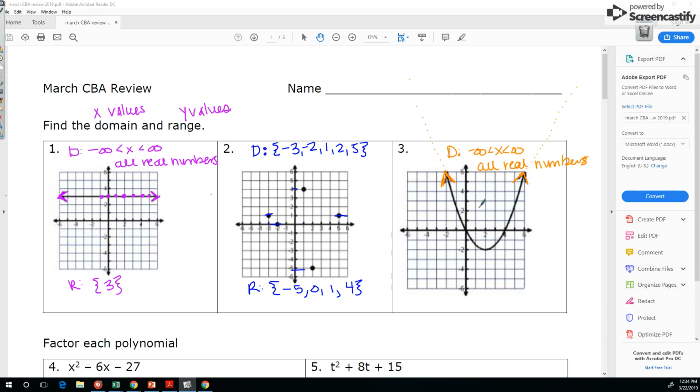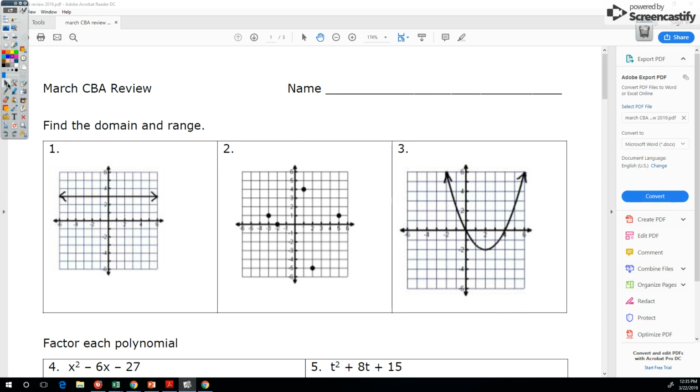Okay, and my range, again, not so easy. I can see that it goes down until we get to negative 2, but it never goes below negative 2. It touches at negative 2, but never goes anywhere below it. So we could say that we go to negative 2 and then up to infinity. Another way you could see this written is all real numbers greater than or equal to negative 2.